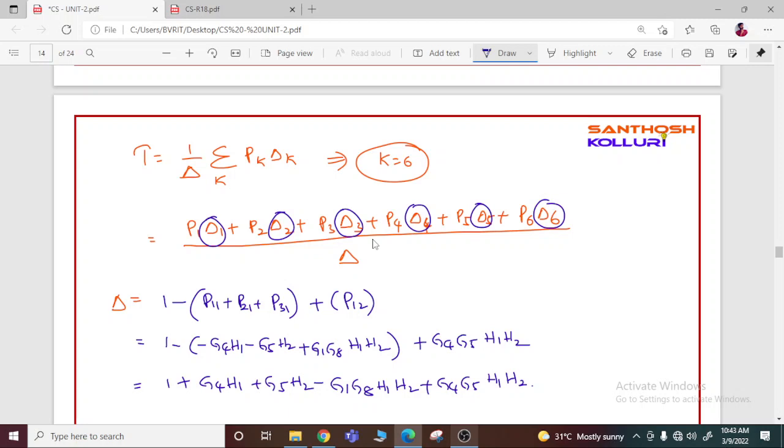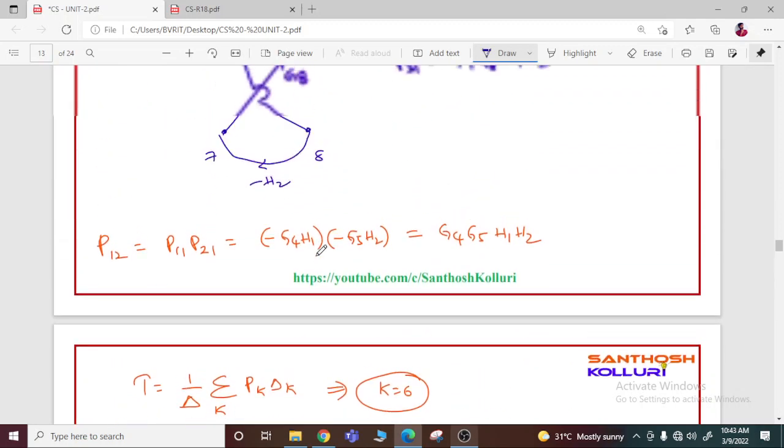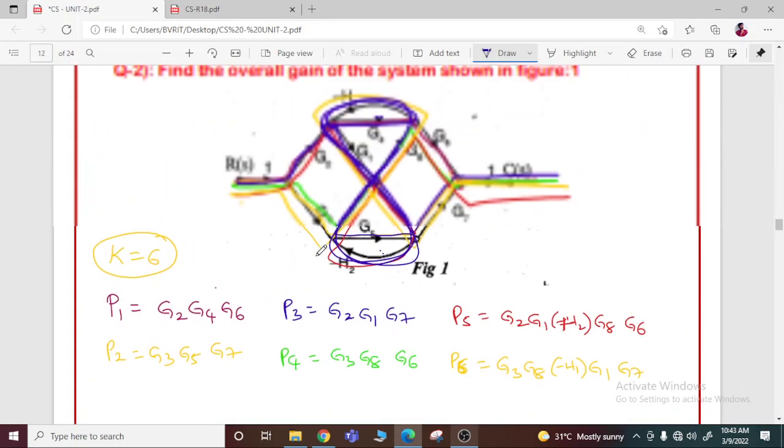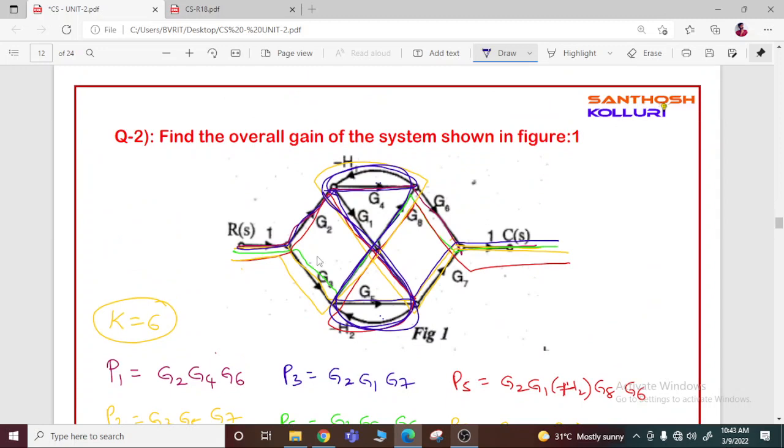So here delta 1 is nothing but the part of the graph which is non-touching with the first forward path. For that we need to calculate the delta. So this is the delta 1. This is the first forward path, and for this first forward path, this part is non-touching with it. So for this part we have to calculate the delta. Delta is nothing but 1 minus the summation of individual loop gains. Here it is a loop gain, minus G5 and H2. So what will be the value of delta 1 here? 1 minus of minus G5 H2 is nothing but 1 plus G5 H2.